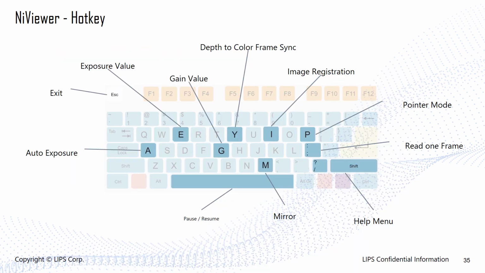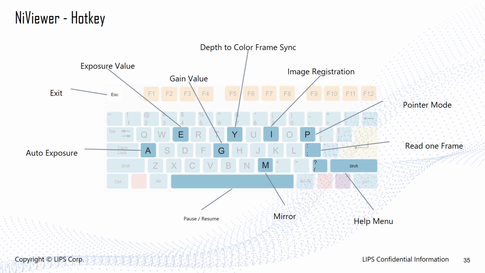Here we bring out a particular topic when using the NI viewer, which facilitates the usage of the Lips Edge 3D cameras. From time to time, we will need to evaluate and make minor adjustments to the Lips Edge cameras when searching for the best condition for the capture. Using the alphabetical keyboard, we've listed the most common adjustments that are needed, including A, setting it to auto exposure.